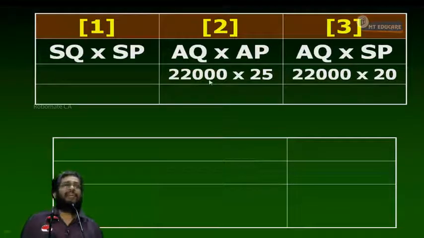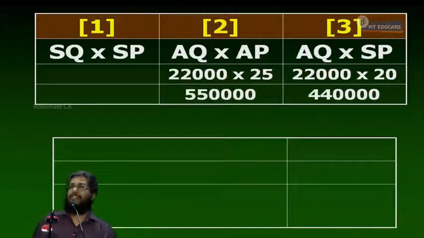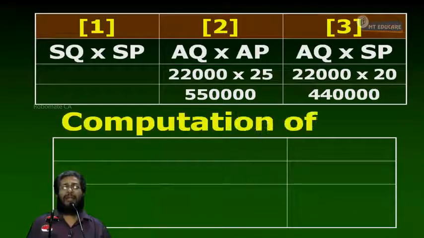Now, I always calculate SQ using the standard input-output ratio. Using what ratio? Standard input-output ratio. Now, this total is written: 22,000 into 25 gives you 5,50,000. 22,000 into 20 gives you what? 4,40,000. That is written.